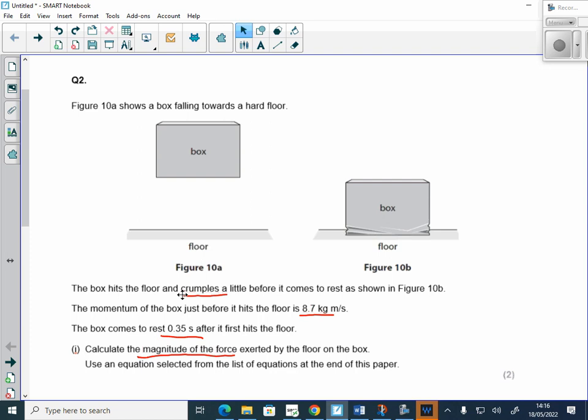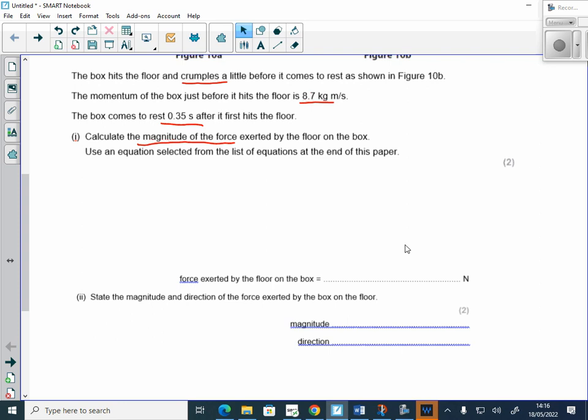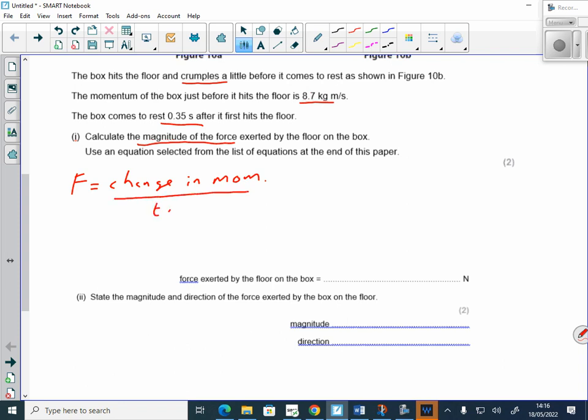Okay, but it does tell us to use an equation selected from the list of equations at the end of the paper. So you're then going to turn around, dig around, and hopefully find the equation that tells you that force is equal to change in momentum over time. And that is going to be equal to mv, which is the mass times the final velocity, take away mu, that's mass times the initial velocity. Okay, and then we've got all of that over time.